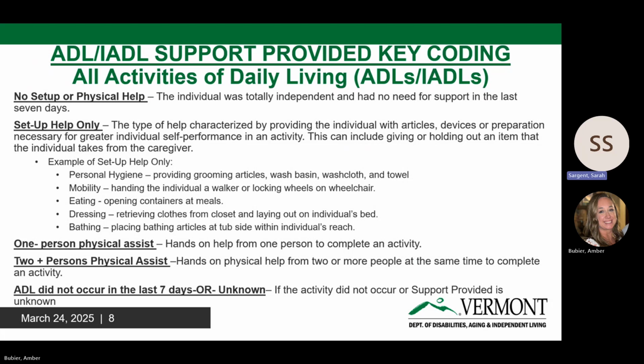One-person physical assist is hands-on help from one person to complete an activity. Two-person physical assist is hands-on physical help from 2 or more people at the same time to complete an activity. Or ADL did not occur in the last 7 days or unknown. If the activity did not occur or support provided is unknown, you would select this category. Next slide.